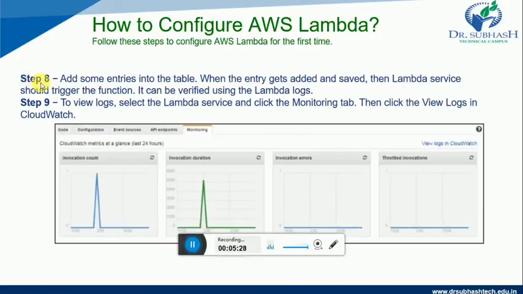So as per the 7th step, you will see this entry in the event source tab of the Lambda service page. Now step number 8. Add some entries into a table. When the entries get added and saved, then the Lambda service should trigger the function and it can be verified using the Lambda logs. Then step 9. To view logs, select the Lambda service and click the monitoring tab, which is given here, and then click view logs in CloudWatch. So friends, this is how you can configure your AWS Lambda functions from AWS Compute Service.